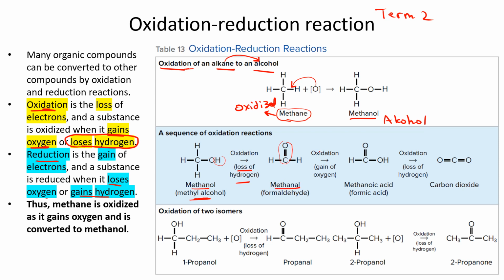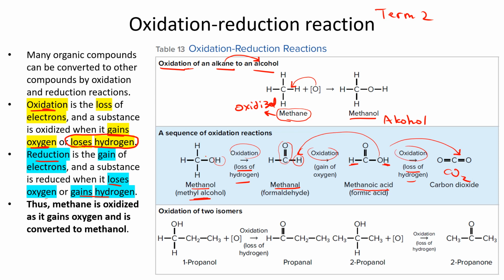Now, if you add an oxygen to this H, you see? If you add an oxygen to this H, you will form methanoic acid, which is a carboxylic acid. Okay? And now if you lose hydrogen in this carboxylic acid, you form CO2, carbon dioxide. So, oxidation, oxidation, oxidation.